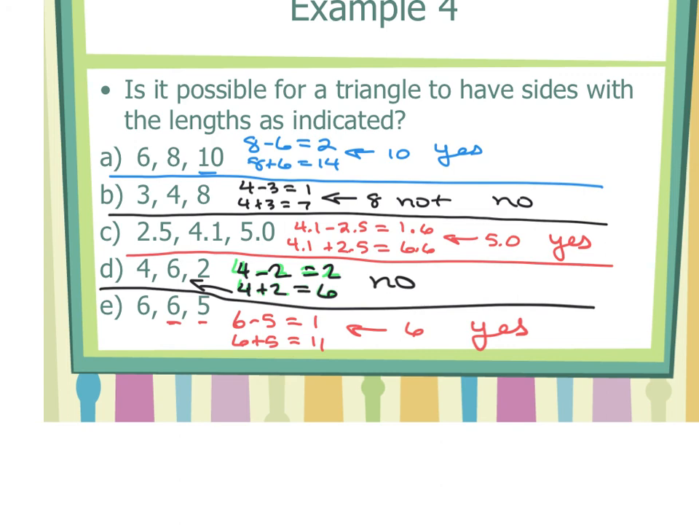Yes? I have a question. For E, why wouldn't you add 6 plus 6? You need to add the smaller of the 3 numbers. You pick the 2 smallest. Okay, thank you. You're welcome.